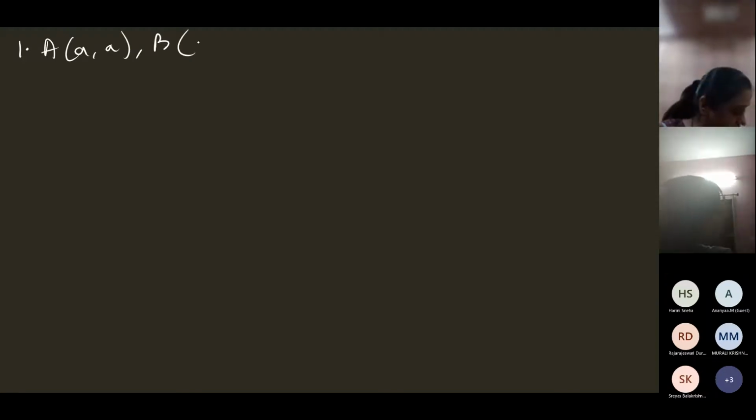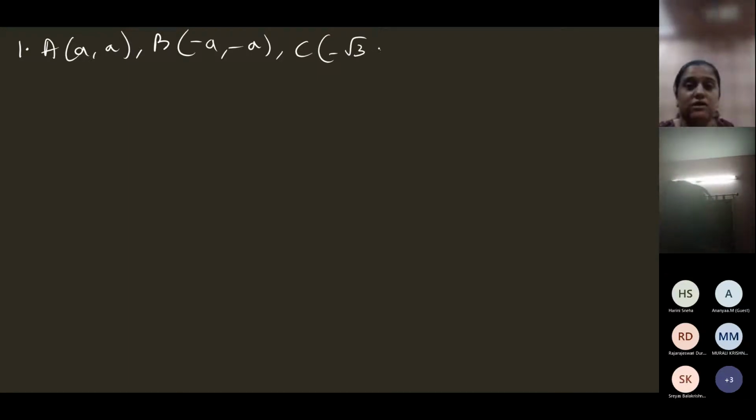Let's do it together. The first one, I'll just write the coordinates. What are they? A comma A, B minus A comma minus A, and C minus root 3A comma root 3A. All right, children.